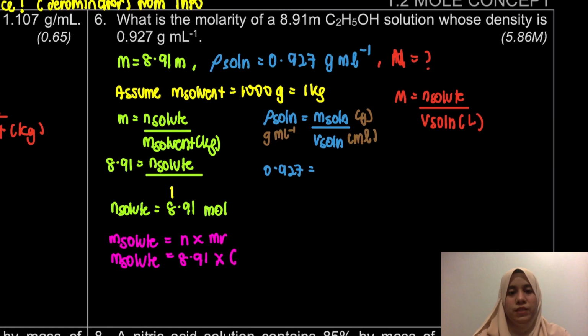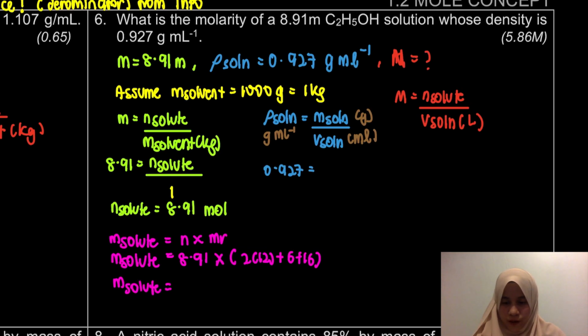Carbon, the molar mass is 12, but we have 2. Hydrogen is 1 and O is 16. So 2 times 12. H has 6, so I'm just going to write down straight away 6 plus 16 for the oxygen. So mass of solute is actually, how much is the value here? 409.86 gram. So this is the mass of solute.